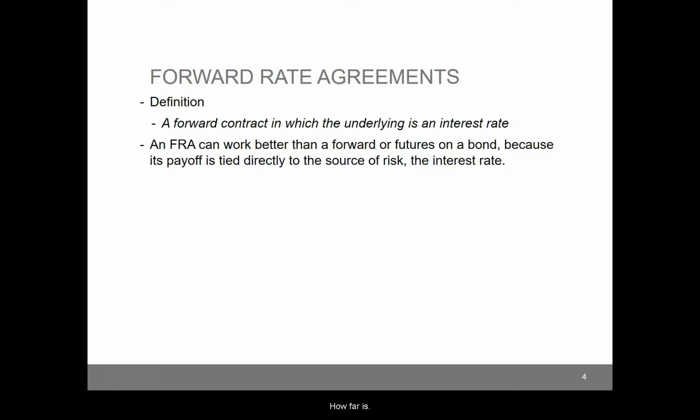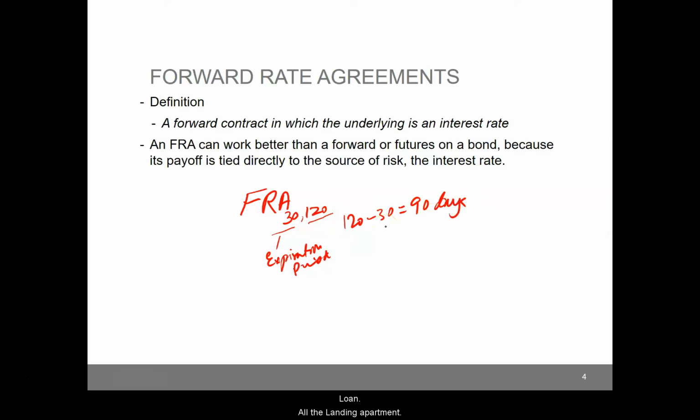Now, FRAs are quoted by their status, for example, FRA 31, which means that the FRA expires in 30 days and involves lending or borrowing for 90 days. So this is the expiration period. 120 minus 30, that is 90 days, is the loan period, or the lending or borrowing period for which the FRA has been agreed.